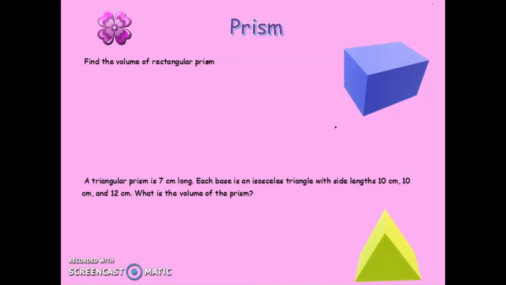So this rectangle on top has a length, from here all the way to here, and this is the width. Therefore the area is length times width. So the volume is area of base times height. The base is a rectangle, so the area of the base is length times width, and then you have to multiply this area by height.